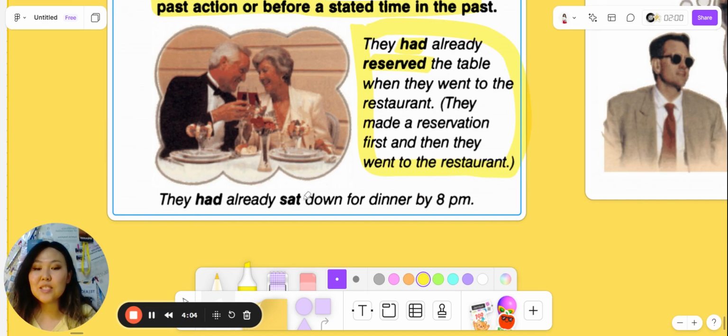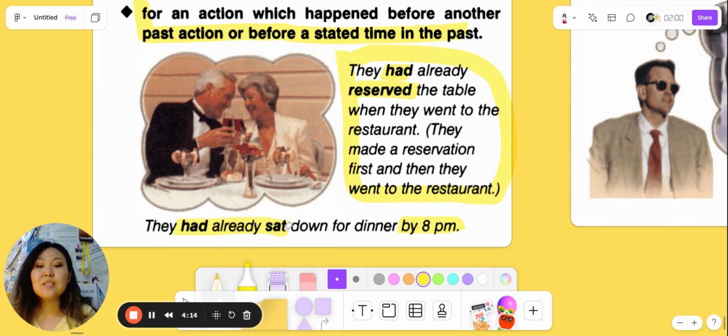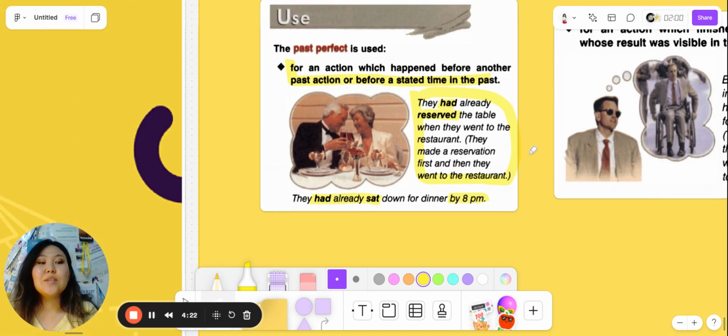Also, we have another example. They had already sat down for dinner by 8 p.m. So here is the stated time, by 8 p.m., and we see that they had already sat down. So by this time, they had already been doing something. Yeah, they had sat down. Okay, so the next one.